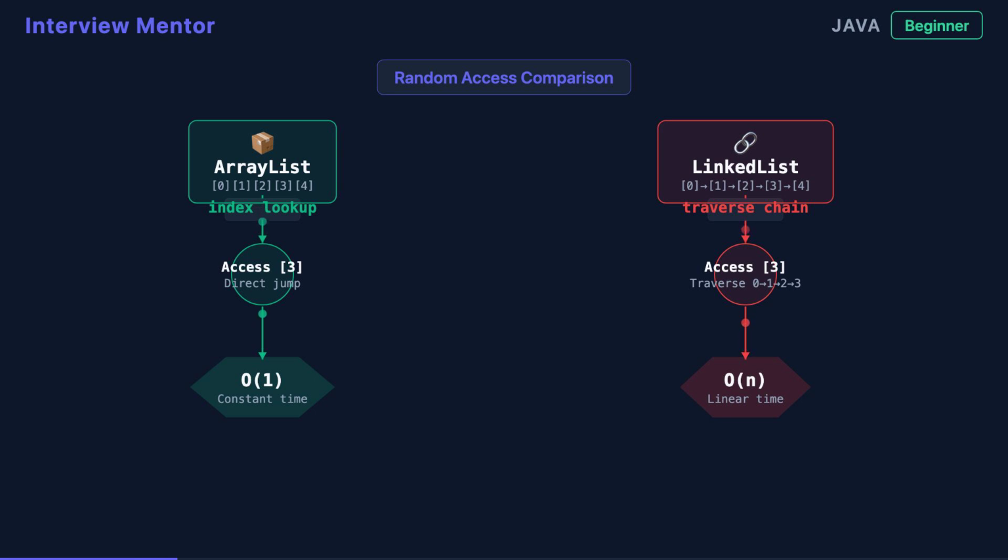LinkedList, on the other hand, is a chain of nodes where each element points to the next. To access element 50, you have to traverse through all 49 elements before it. That's O(n) time complexity. When you need random access, ArrayList wins every time.